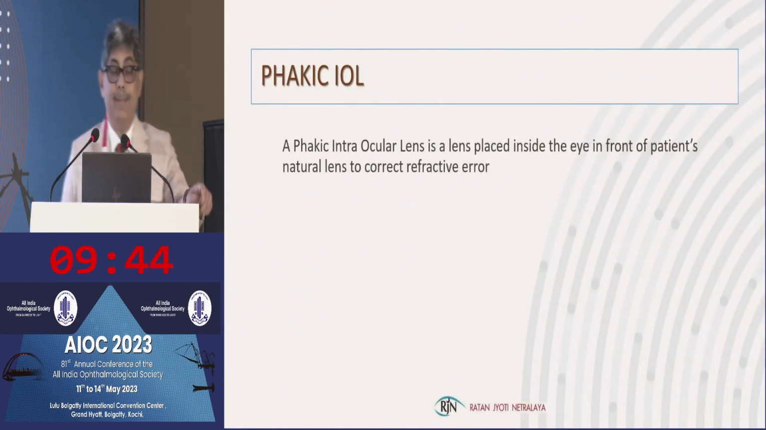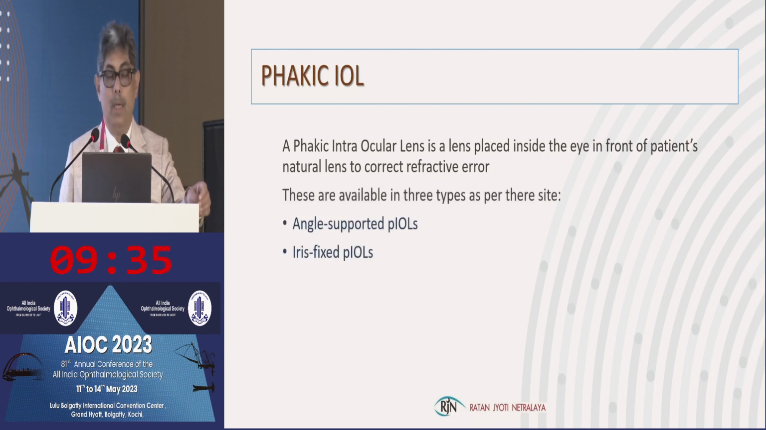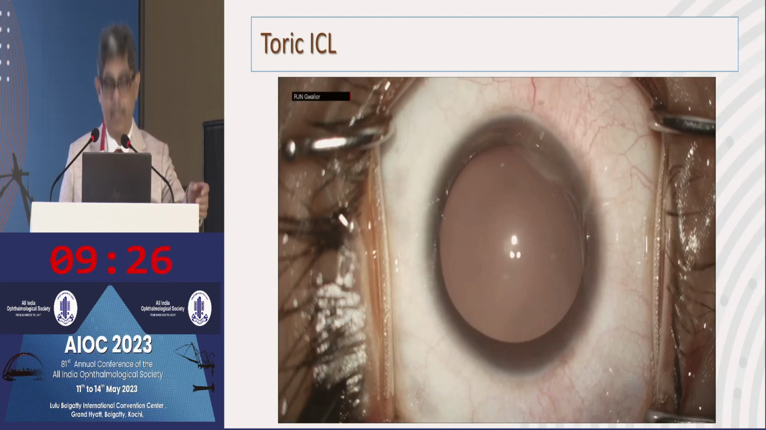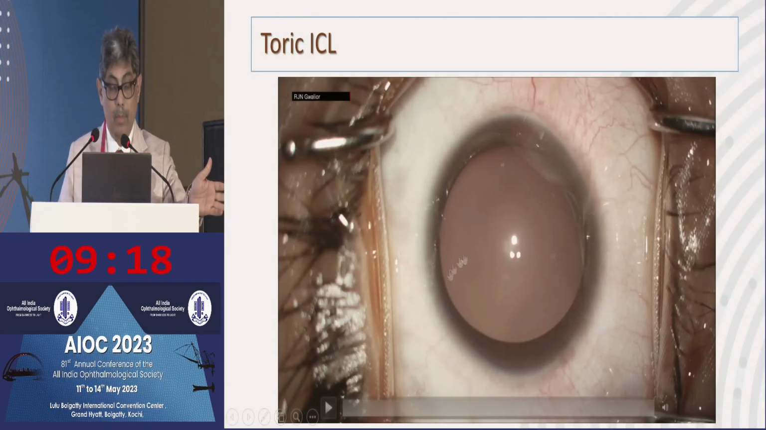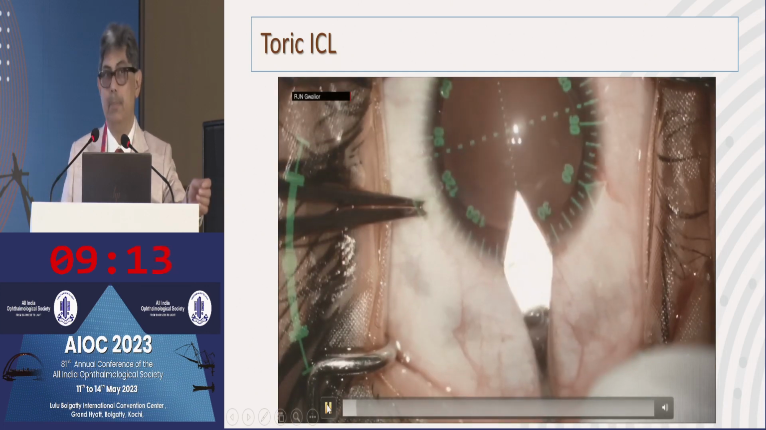A phakic lens is an intraocular lens placed inside the eye and in front of the patient's natural lens to correct their refractive error. And this could be the angle supported, iris fixed, or the posterior chamber phakic IOLs. This course mainly will focus on the posterior chamber phakic IOL. Before taking you further, let me show you a case where you will get an orientation of how it is done.